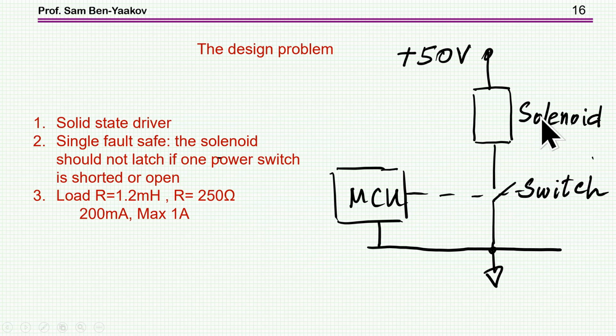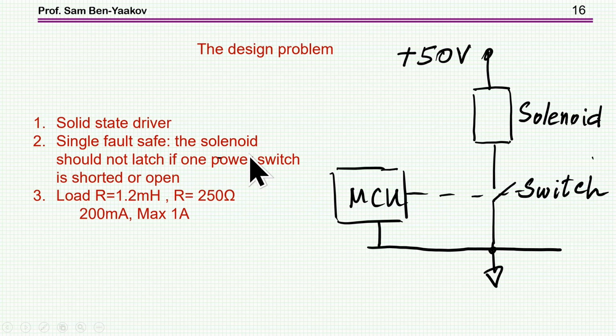We have a unit which is a solenoid that has to be turned on and off. This is like a coil, a relay, and there is a switch associated with it, which is turning it on and off, operated by a microprocessor, MCU, which gives a low voltage signal to turn on the switch. The requirements are that this will be a solid state driver like a MOSFET or IGBT or any other relevant switch. And then it has to be single fault safe, meaning that the solenoid should not latch if one power switch is shorted or open.